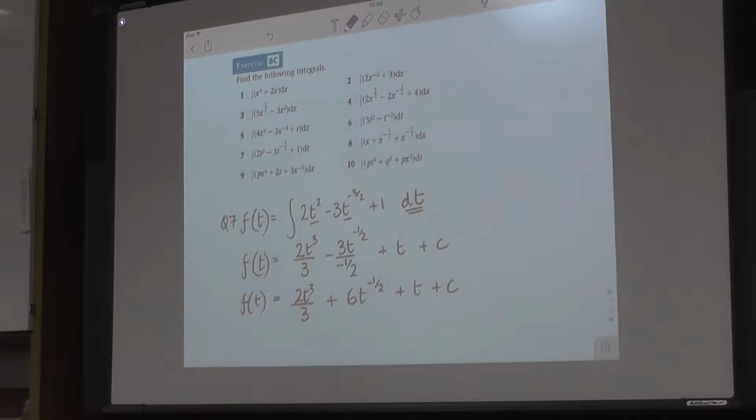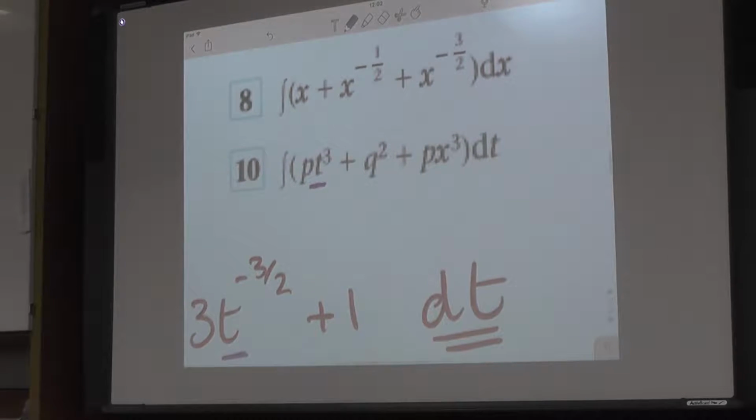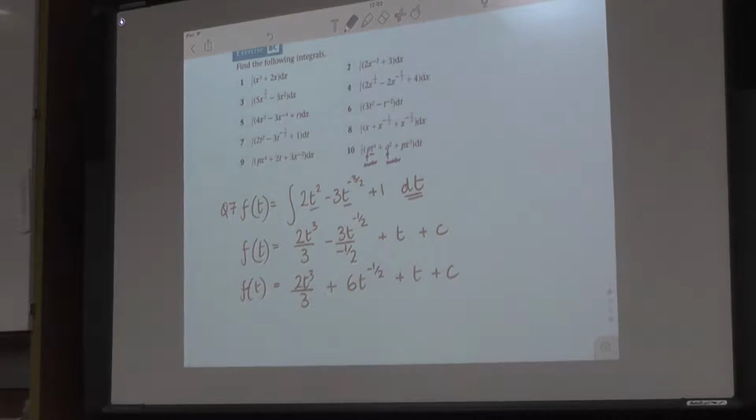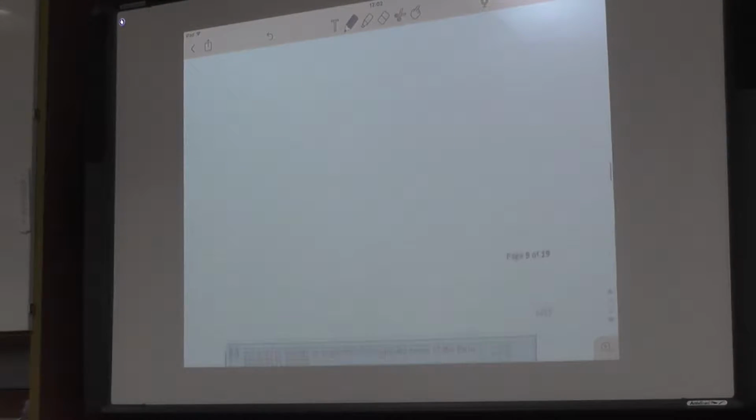t's. In this case, it's t. So on that question there, that p is just a number and q is just a number. So it's only the t's, the power of the t, that you would actually raise. The x is a number as well. So it's only the t's that you would raise the power and divide by the new power. They're not variables, they're just numbers. Right, moving on swiftly then.